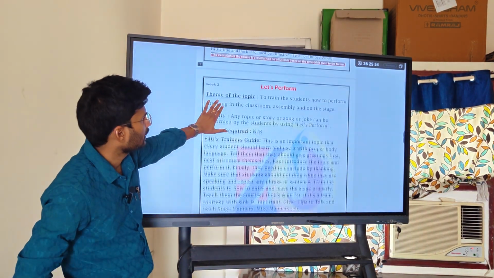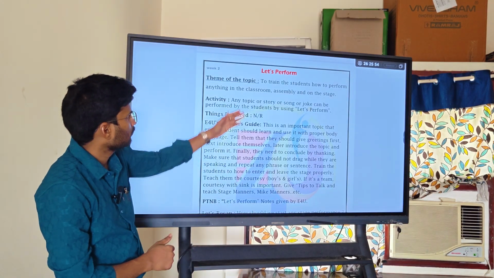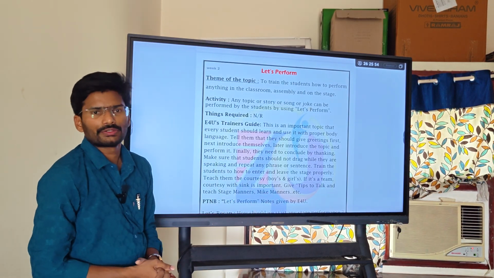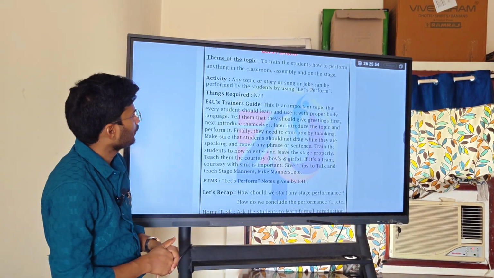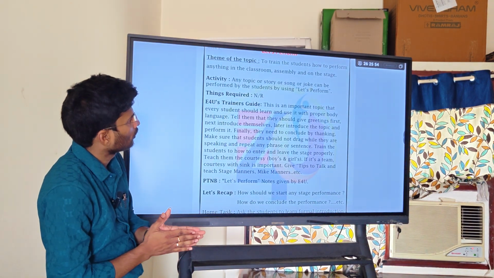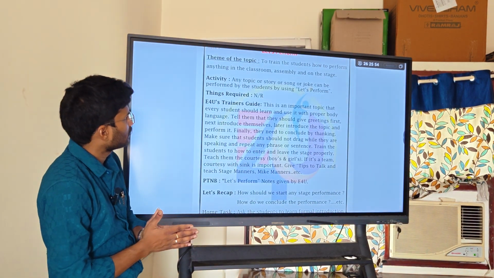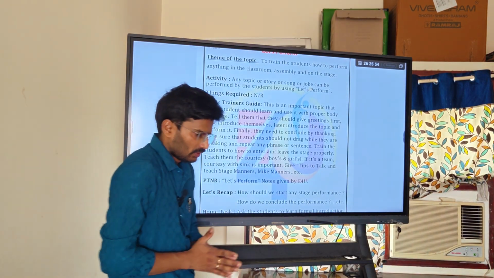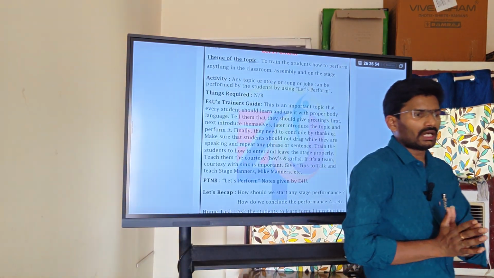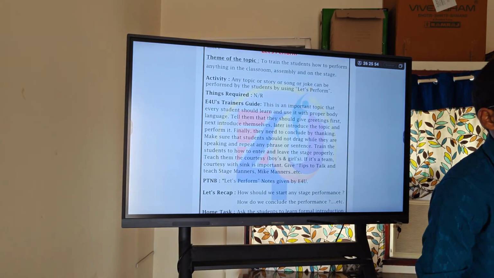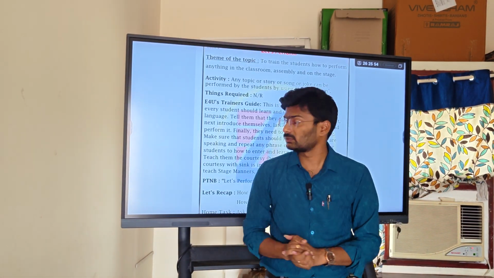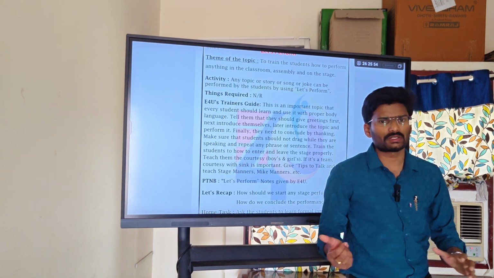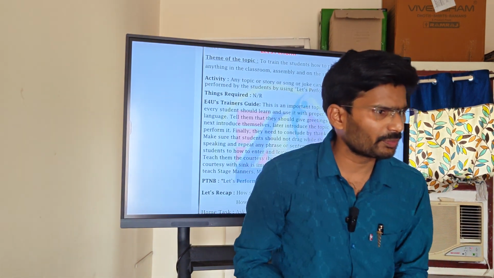So here, let's perform. What is this theme? To make them learn how to introduce themselves on the stage, either in the classroom or outside, whatever. So in this activity, any topic or story or a song or a joke can be performed by the students using let's perform. First, you don't go and tell them, I'm going to teach you formal introduction and conclusion today. No. So, hi students, anyhow, last time we have learnt about activity. Do you want to learn any topic, tenses?